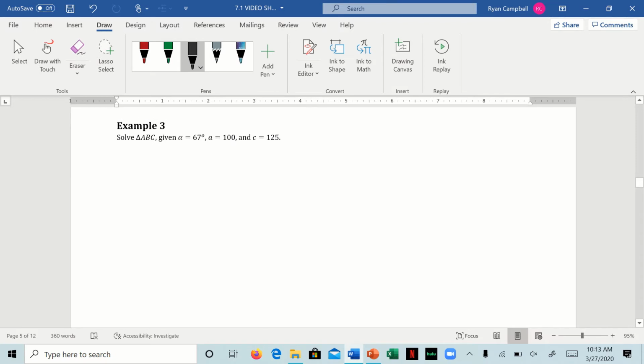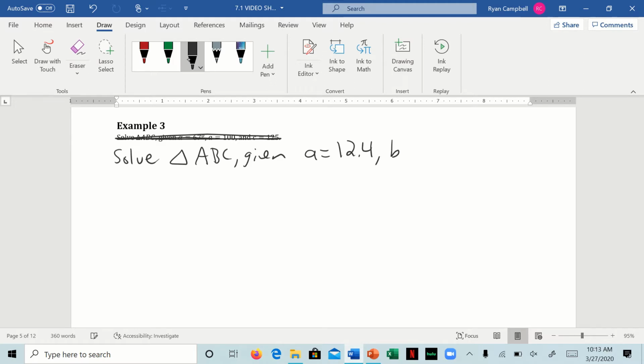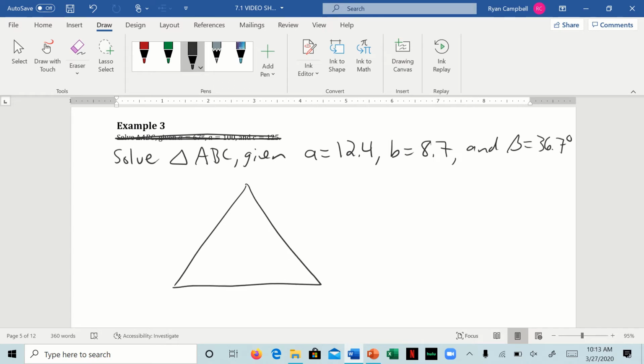All right, let's look at another one. Well, those are not right, so we're just going to cross that out. And we'll say solve triangle ABC given A is 12.4, B is 8.7, and beta is 36.7 degrees. So look at our triangle. We have A across from alpha, we have B across from beta, which is 36.7, and then we have gamma and C.